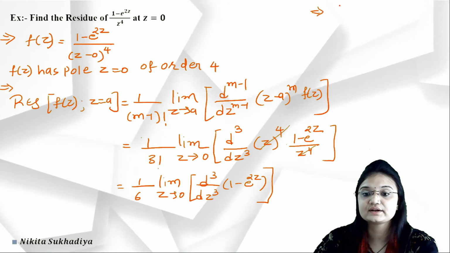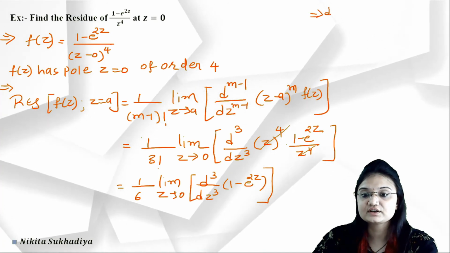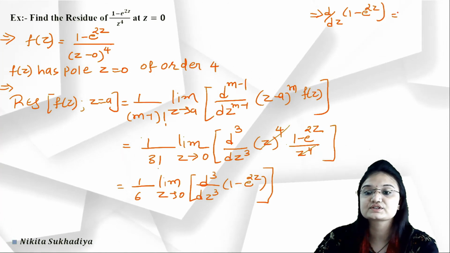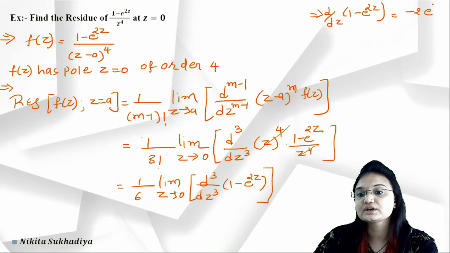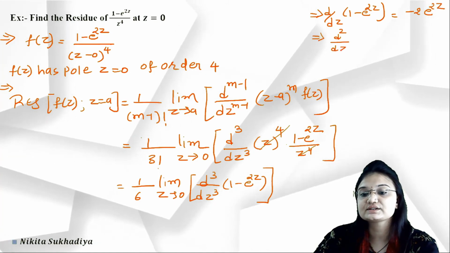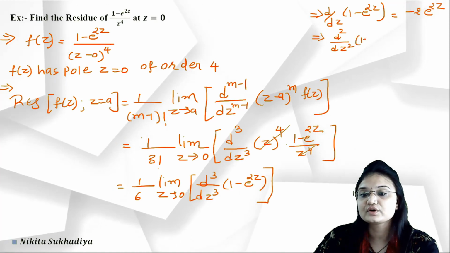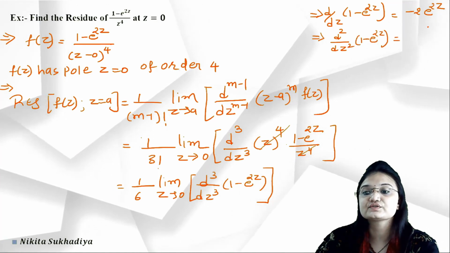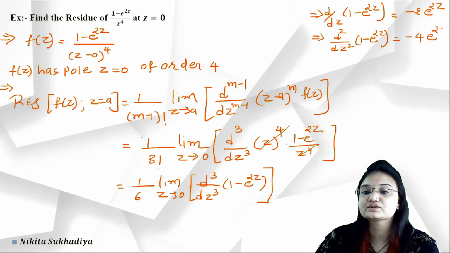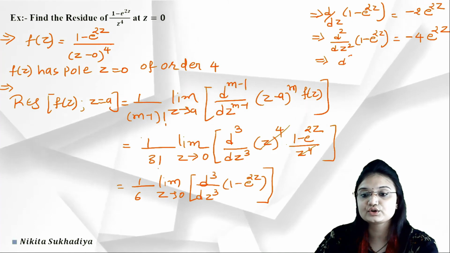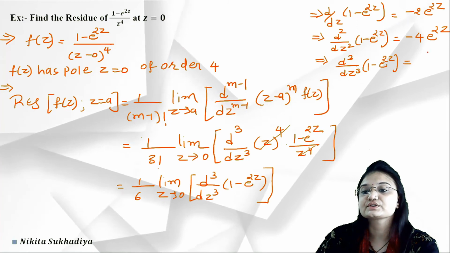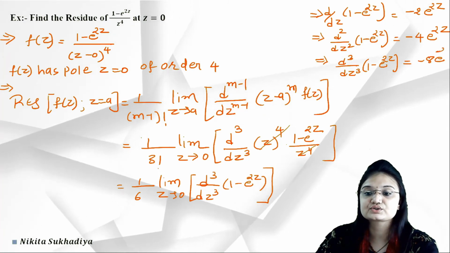Let us find the first derivative, that is d by dz of (1 minus e raised to 2z), which becomes minus 2 e raised to 2z. Then d square by dz square of (1 minus e raised to 2z): again take the derivative with respect to z, so this becomes minus 4 e raised to 2z. Then d cube by dz cube of (1 minus e raised to 2z) becomes minus 8 e raised to 2z.